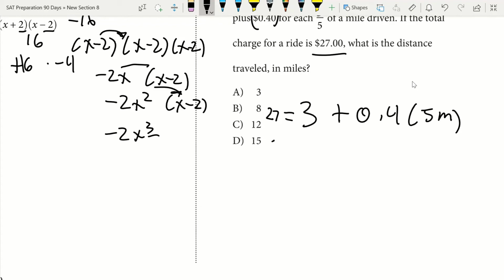So we're going to have 27 minus 3 is going to give us 24. And then we have 24 has to equal our $2 per mile. We divide each side by 2, divide each side by 2, and we see that our number of miles then is going to equal 12. So our answer there is going to be C.